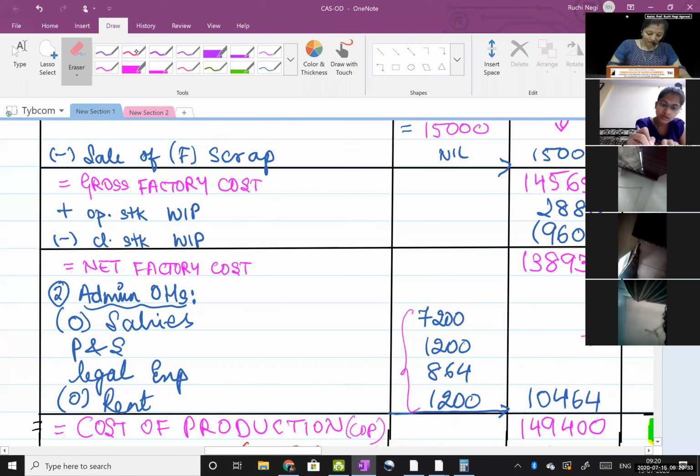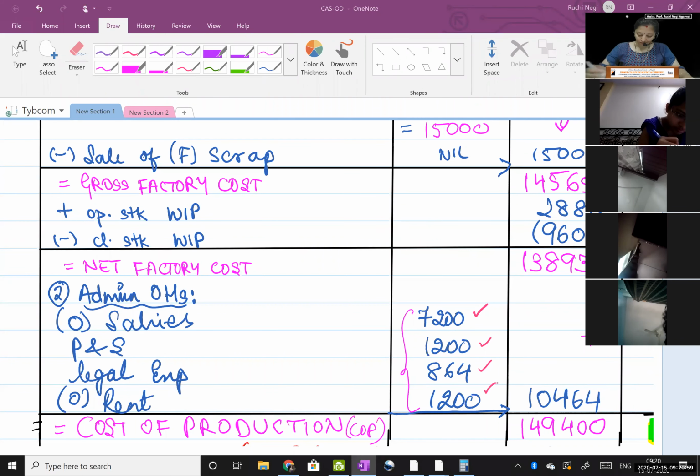Office salaries 7,200. No need to write the full spelling of office. Just write in bracket capital O. Printing and stationery, legal expenses 864, and office rent 1,200.